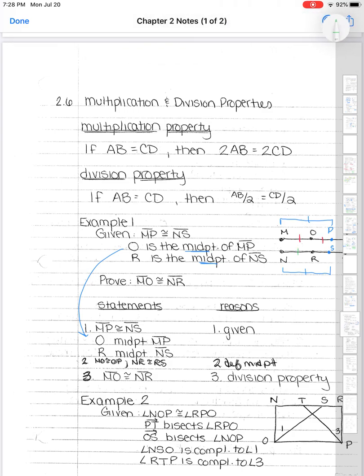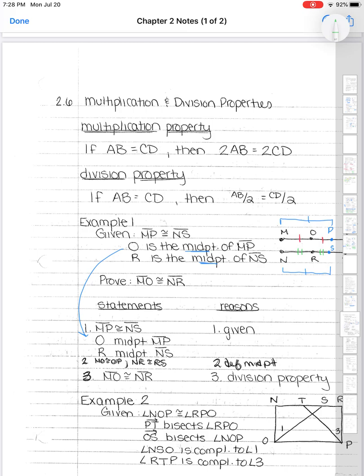I see my vocabulary word of midpoint, so right away, that needs to be my next reason. I need to write definition of midpoint. And what does that tell me? Well, if O is the midpoint, then I know that MO and PO are congruent. And if R is the midpoint, then I know that NR and SR are congruent to each other. I can include those in the same line because they have the same reason. If you choose to split it up, that is fine, but you do not need to.